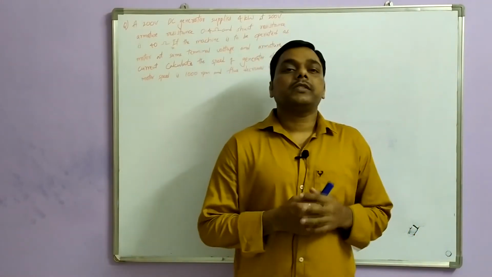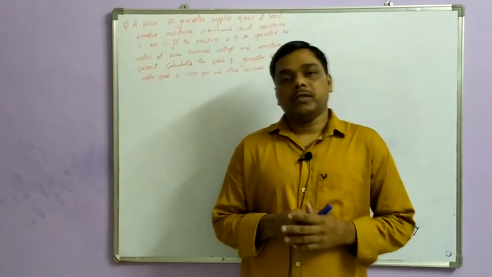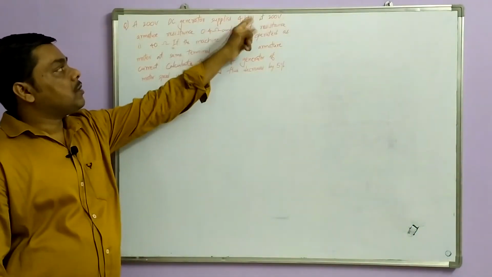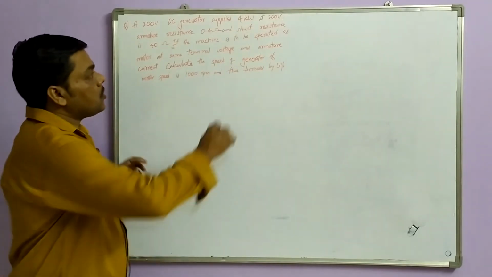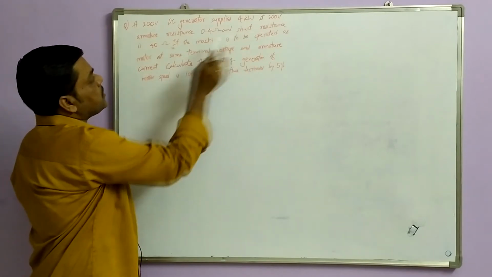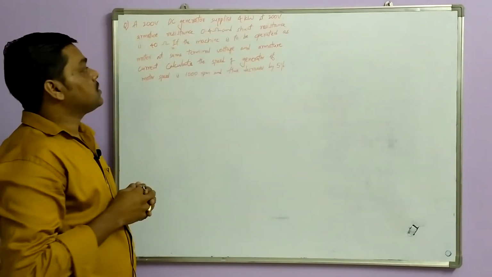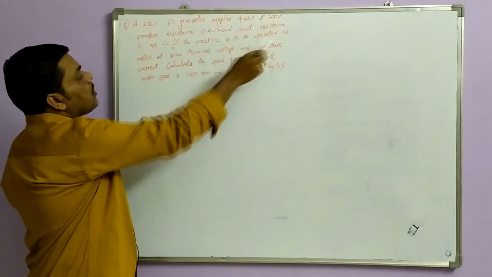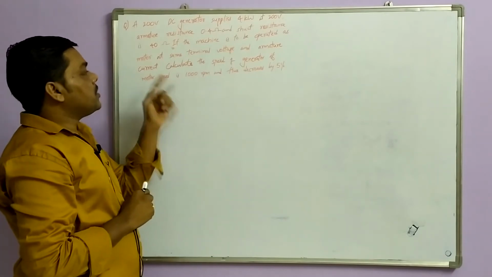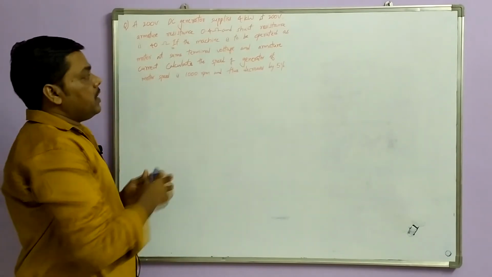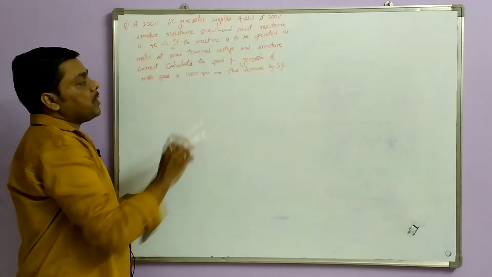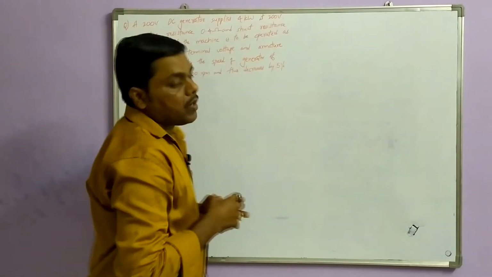If flux changes, what is the effect on speed? So the question is, a 200 volts DC generator supplies 4 kilowatts at 200 volts. The armature resistance is 0.4 ohms and shunt resistance is 40 ohms. If the machine is to be operated as a motor at the same terminal voltage and armature current, calculate the speed of the generator if the motor speed is 1000 rpm and flux decreases by 5%.